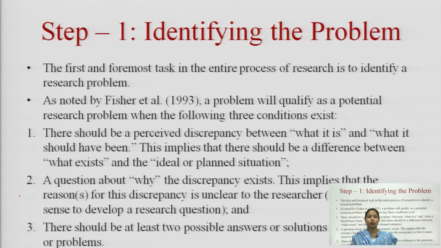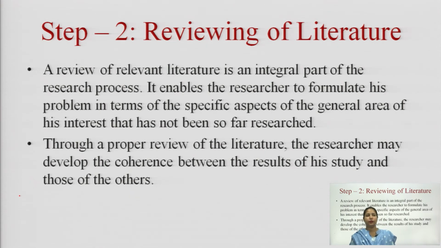There should be at least 2 possible answers to the solution of a problem. A problem is not a problem if it has only one single solution. A problem should have two or more solutions. Like you may find out the reason why your product is not selling. For overcoming that problem, there should be more than 2 solutions, so that you can find the best alternative for your problem. The next step is reviewing the literature.